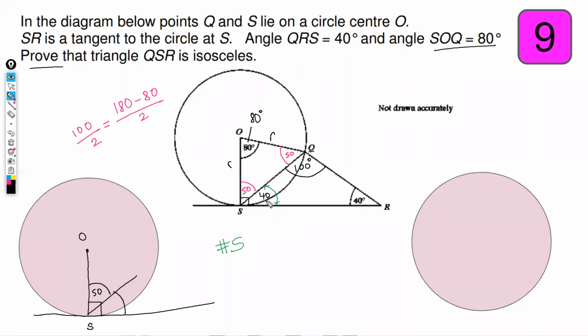This is an isosceles triangle. In an isosceles triangle, two angles have to be the same. So you see both of them are 40. So you just proved that it is an isosceles triangle. And the main rule here was rule number 5.